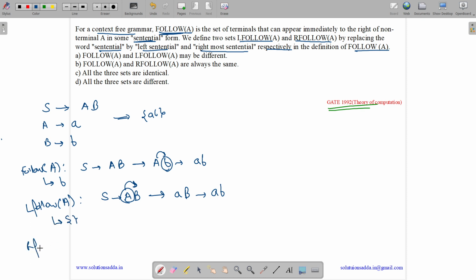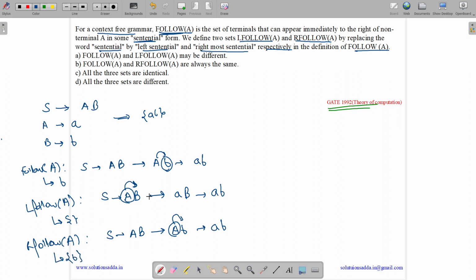Let us see R follow of A. So what is R follow of A? R follow of A is the set of terminals that can appear to the right of a non-terminal A in some rightmost sentential form. So let us do the rightmost derivation. Every time the rightmost non-terminal is replaced, then capital A is replaced by small a. So here you can see the terminal b appears to the right of the non-terminal A in the rightmost derivation. Thus R follow of A is b.